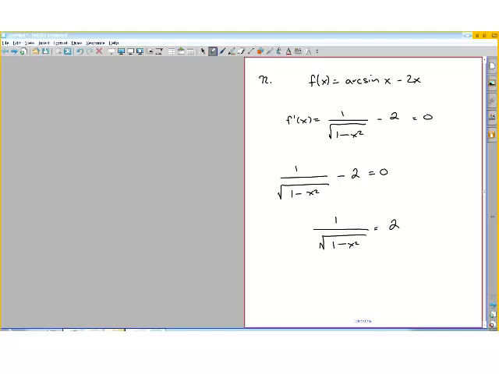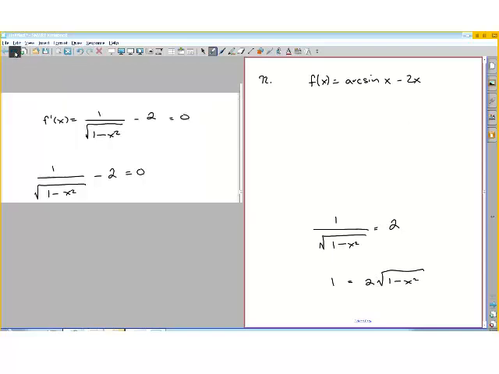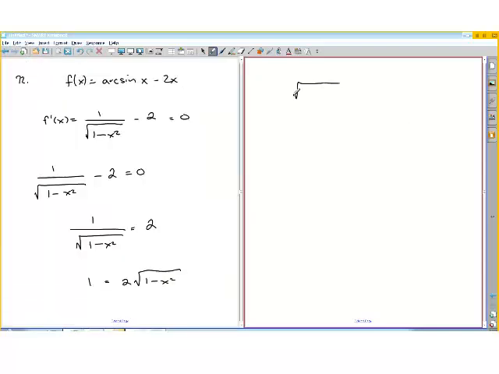So the 2 disappears from there. And then we multiply both sides by the square root of 1 minus x squared. So we get 1 is equal to 2 times the square root of 1 minus x squared. And let's divide by 2. So we'll get the square root of 1 minus x squared is equal to 1/2.